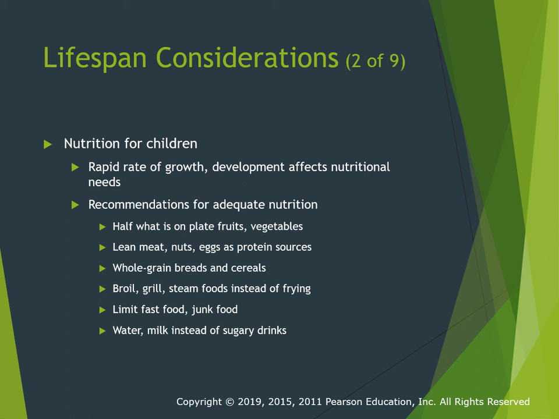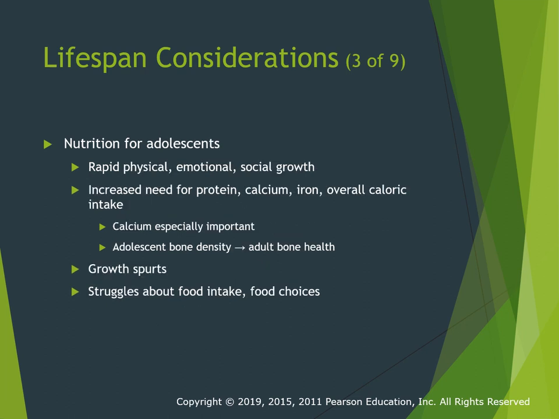Nutrition for children, half of what is on the plates: fruits and vegetables, lean meats, whole grains, and of course you're looking at this list and you're like, kids don't like none of this. Yeah, they like junk food and stuff like that. But if you start them out right and they don't know any better, that's what they'll eat. My grandchildren love fruits and vegetables because my daughter hardly ever gives them any sugar.